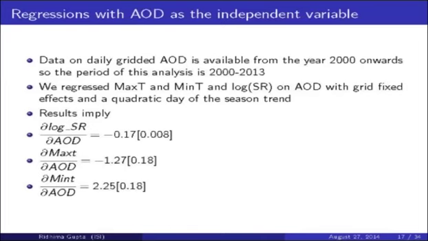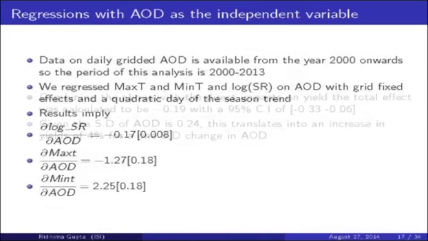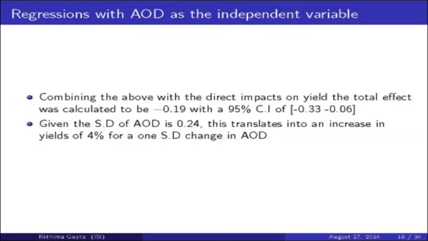Substituting all these results into this expression, we find that the total impact on the yield, taking all these direct and indirect impacts into account, to be minus 0.19 with a 95% confidence interval of minus 0.29 to minus 0.06. So given the standard deviation of AOD of 0.24, this translates into an increase in yields of 4% for one standard deviation change. So if you change AOD by 0.24, you're going to get an increase in yields of 4%.